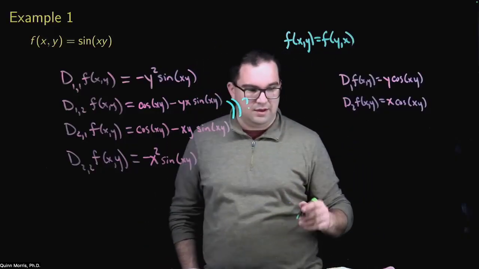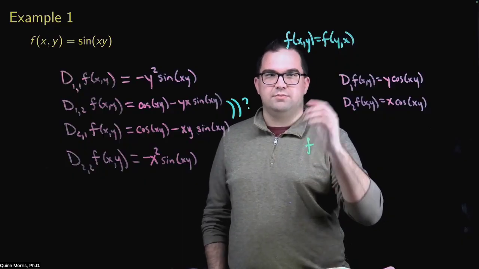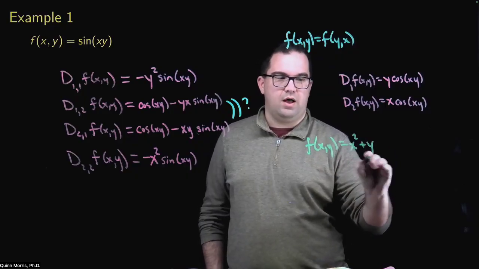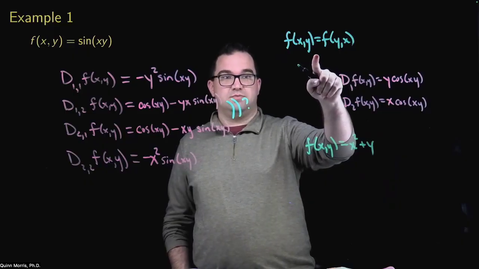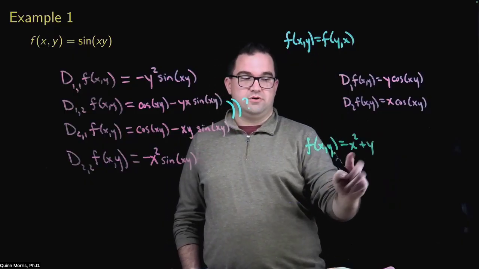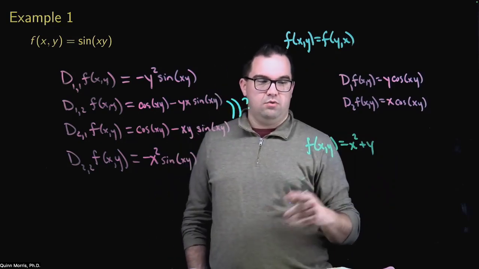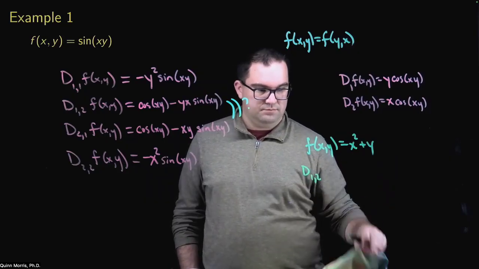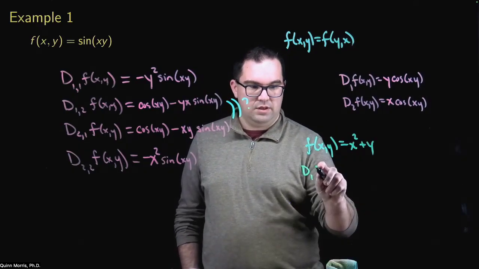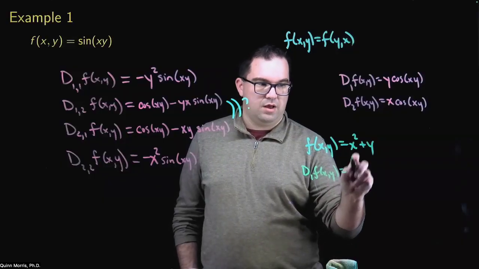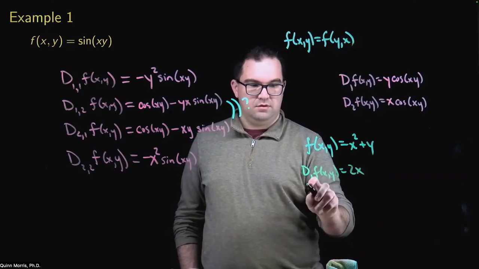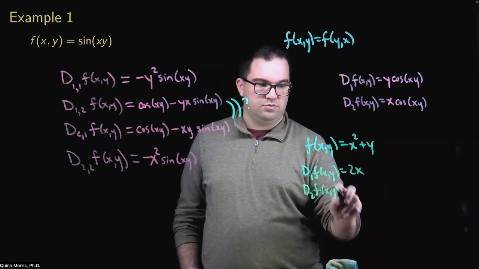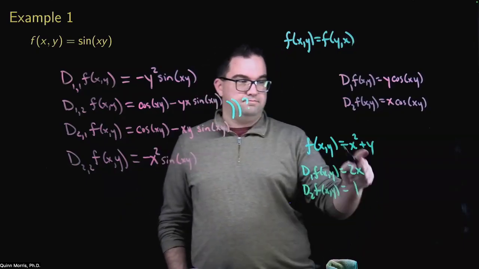So you could try, maybe this will be example 1.5, right? Take f of xy to be x squared plus y. This function does not have this property, right? If I swap x and y, I get a different function. So if I do this, well, let's just quickly, d1 f of xy would just be 2x, and d2 f of xy would just be 1.